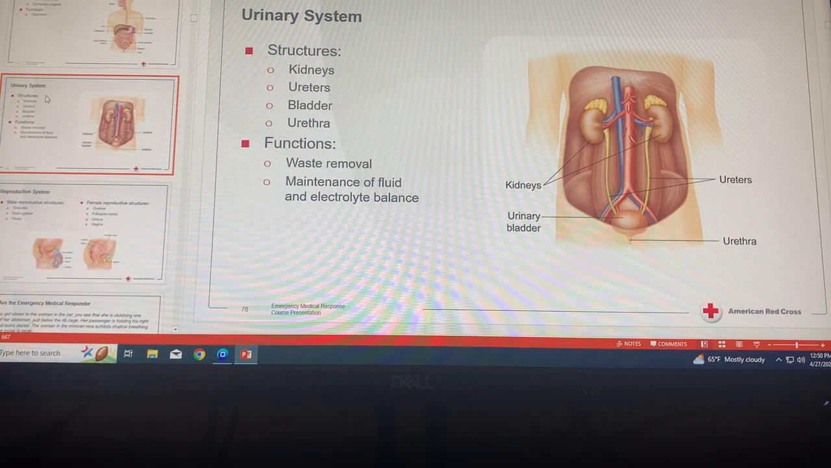The urinary system removes waste from the circulating blood, thereby filtering it. The system helps the body maintain fluid and electrolyte balance. This is achieved through buffers, which control the pH in the urine.